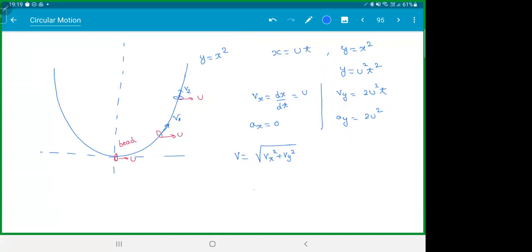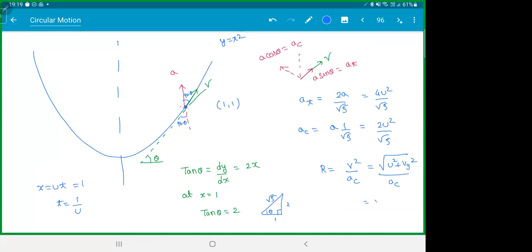So I can actually calculate this, I guess. That x is equal to 1. T is 1 by u. Speed will be root over u square plus vy square, which is root over u square plus 2u whole square. So that will be root 5u. This is the speed at (1,1). So I can dump this here: root 5u by a centripetal, which is 2u square by root 5. 5 by 2u. That's your answer.